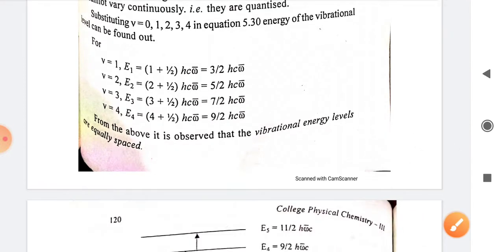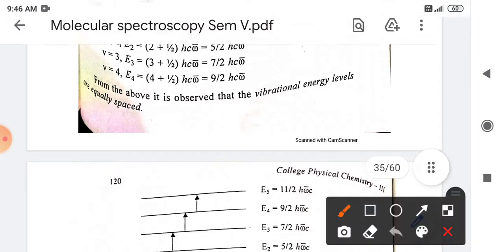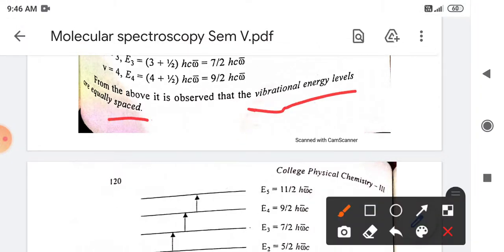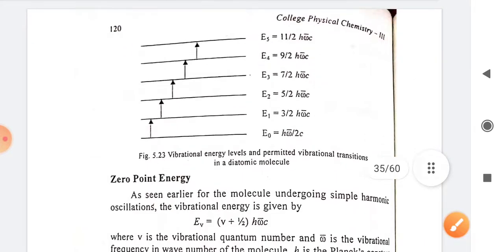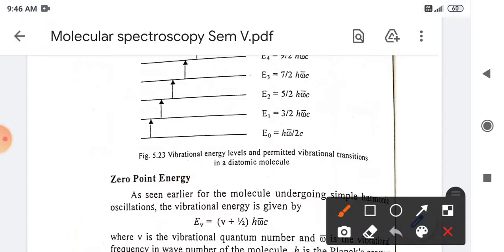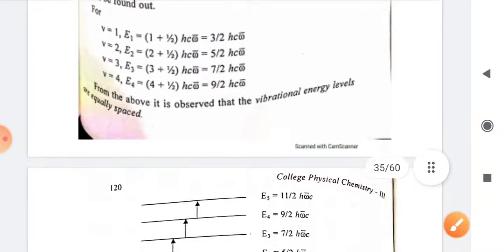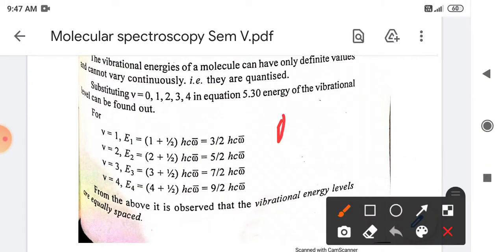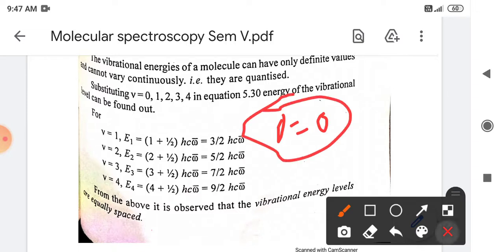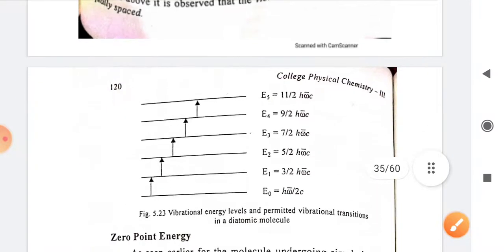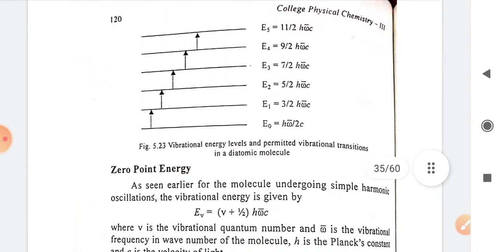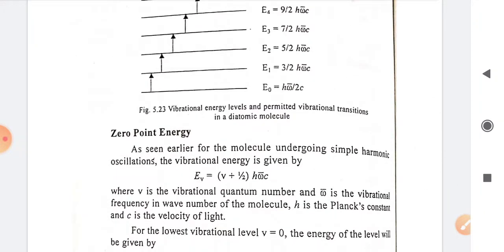So from the above equation, it can be observed that the vibrational energy levels are equally spaced. Okay, so there is an equal space between two vibrational energy levels for the simple harmonic oscillator, or the diatomic molecule. Now for the zero point energy, because here we have not considered V equals 0. What will happen if V equals 0? Previously we have seen that if J equals 0, then the rotational energy of the molecule will become 0. But what happens when V equals 0? That we need to consider as the zero point energy.